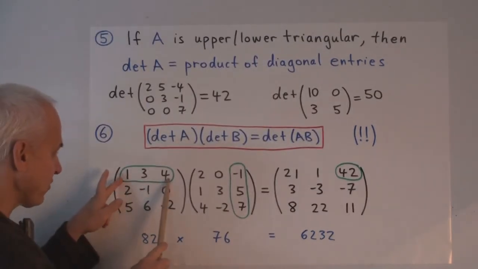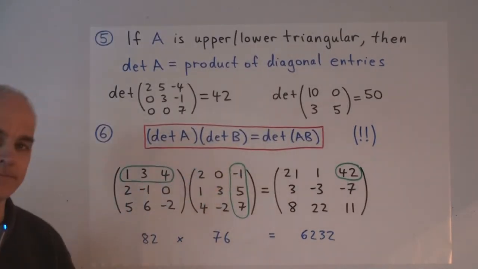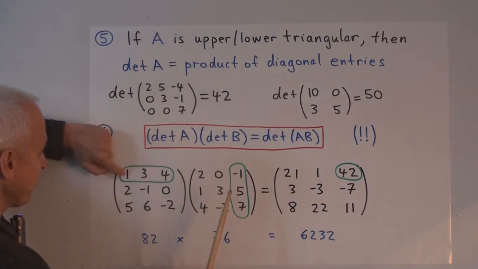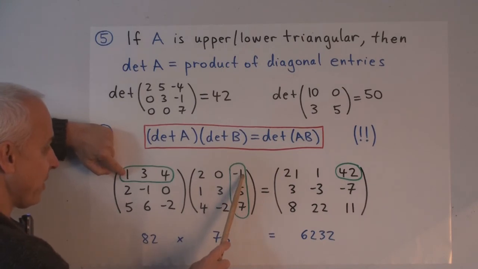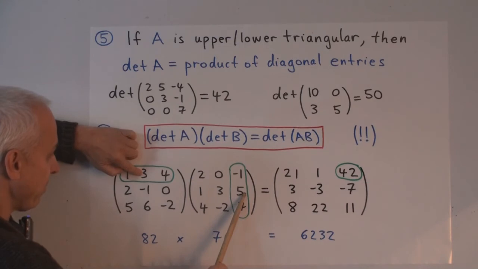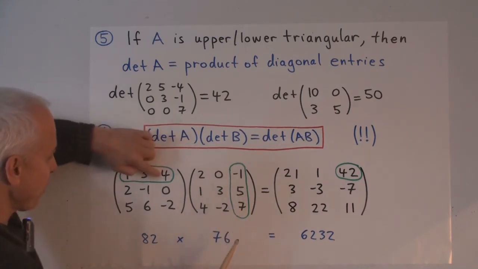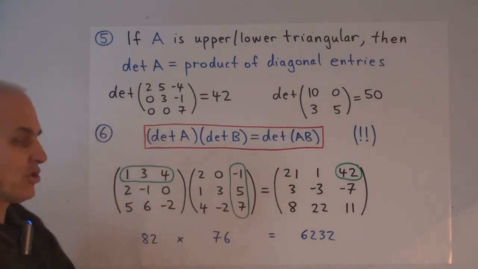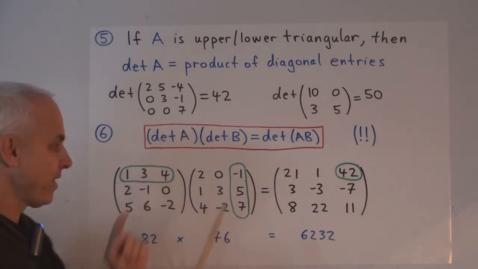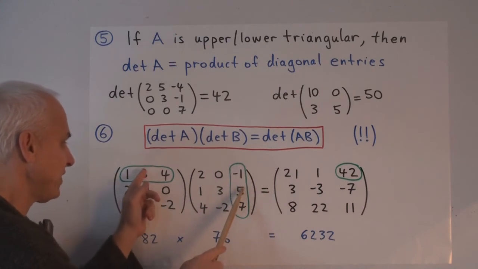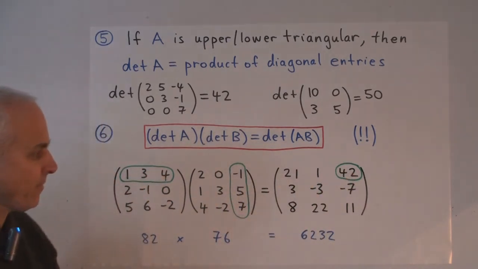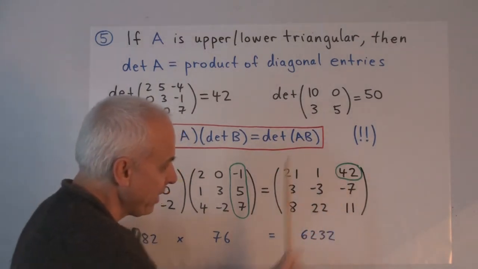What is the product of this row times this column? What you do is you multiply the first element here by the first element here. That's minus 1. The second element times the second element. That's 15. The third element times the third element. That's 28. And then you add those three numbers. Minus 1 plus 15 plus 28. That's 42.